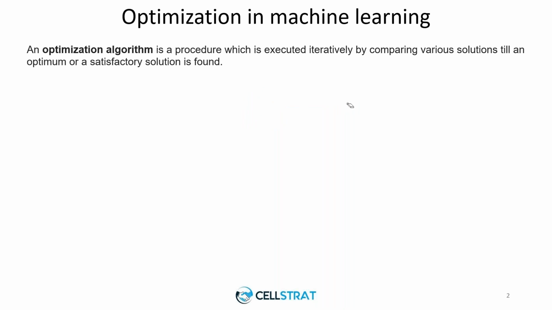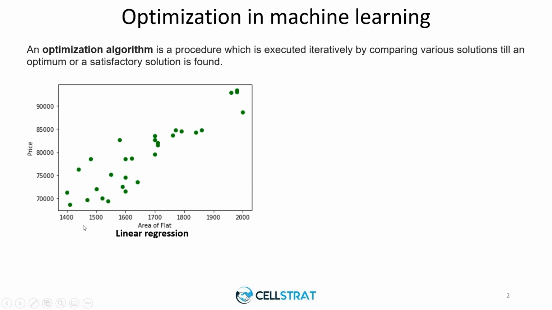To explain this, I've taken a simple example of a linear regression problem. Here you can see that there is the area of the flat on my x-axis and the price on my y-axis. Naturally, as the area of the flat increases, the price shoots up. Here what I want to do is fit a line through this data so that I can predict what would be the price of the flat if the area of the flat is around 3500 or so on. So what I'll do is feed this data to a linear regression model.